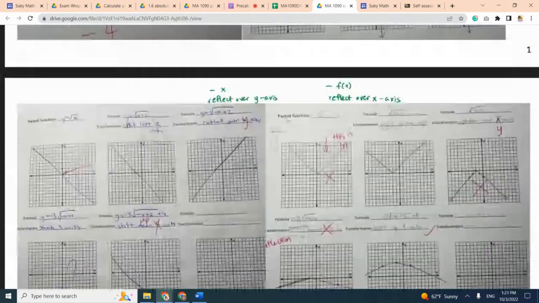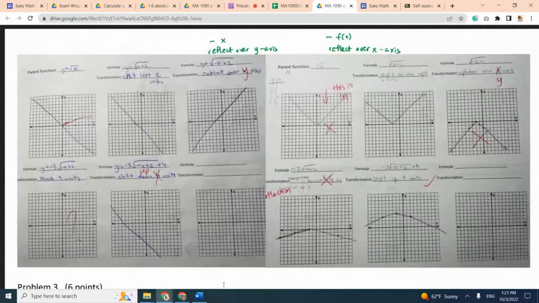So that's problem 2. Many of you get confused with reflection over the y-axis or the x-axis. If you see a minus sign in front of x, that's reflection over the y-axis, because your y value is the same and you flip the x. If you see a minus sign in front of the whole function, that's reflection over the x-axis, because your x value is the same and the y becomes negative y, so you flip the y. Can you imagine, everybody? So be careful with that.